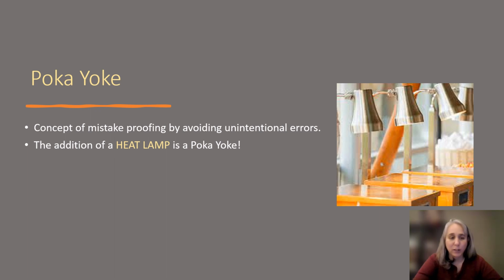This is a great moment to pause for a poka-yoke. We should see these anytime we can. It's the concept of mistake proofing by avoiding errors. The heat lamp is a great poka-yoke moment because we can keep those sandwiches warm. If you remember in the Pareto analysis, our number 1 defect were cold sandwiches. So the heat lamp will help us keep those sandwiches warm until the customer is ready to pick up and consume their sandwich.